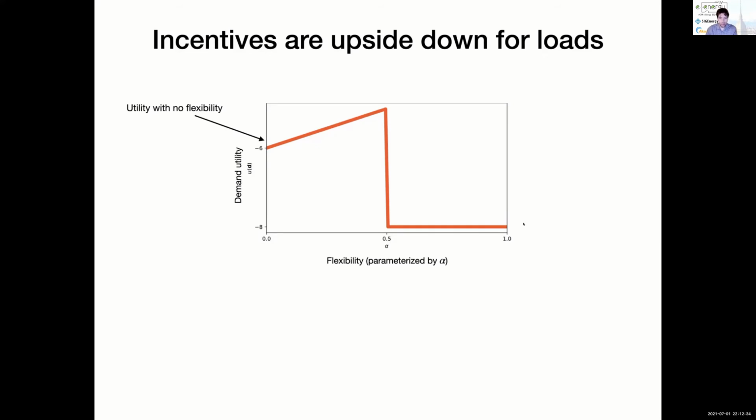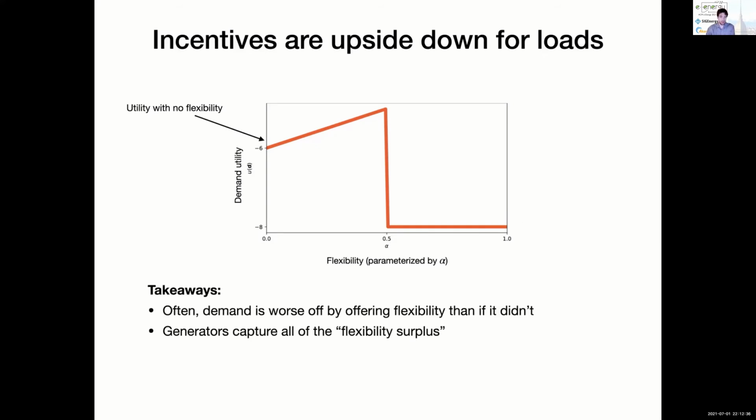So the takeaway from this is that demand can be worse off by offering its flexibility than if it didn't, in the form of paying higher prices. And the generators sort of capture this flexibility surplus, and the load gets none. And this idea of flexibility surplus is important.